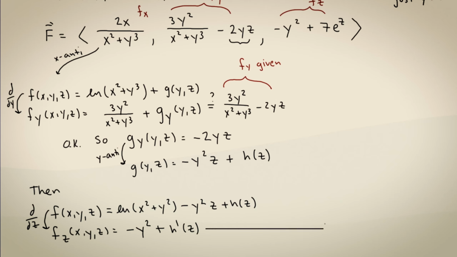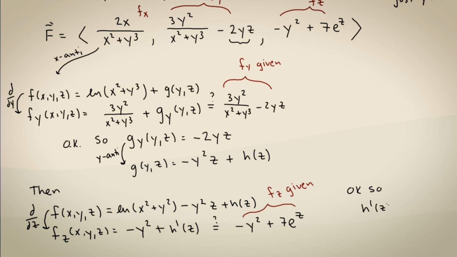Okay, so let's compare that to what goes in the z coordinate. So this is given information. This is the z partial derivative of the function. So let's just see if it's matching. So it looks like this piece right here matches perfectly with that. So h prime of z must have been 7e to the z.